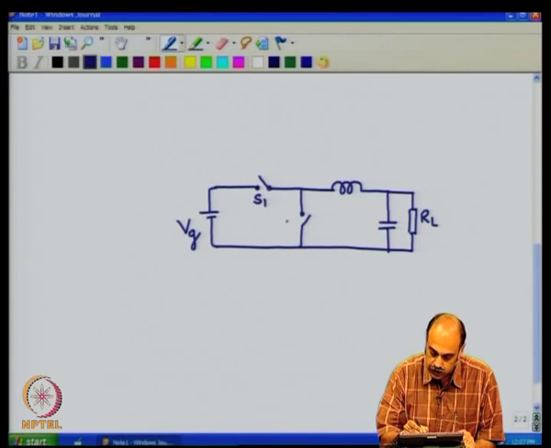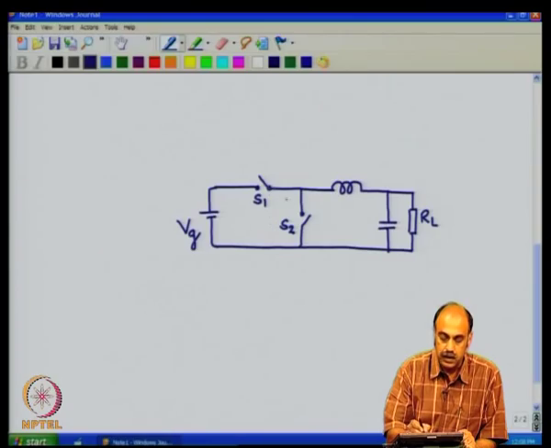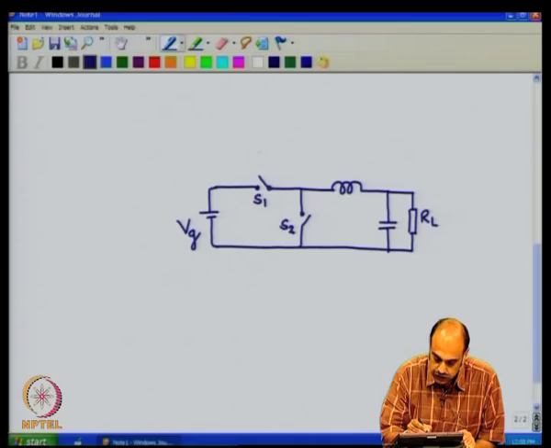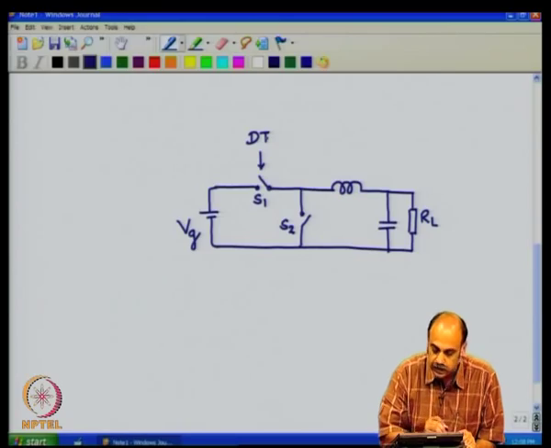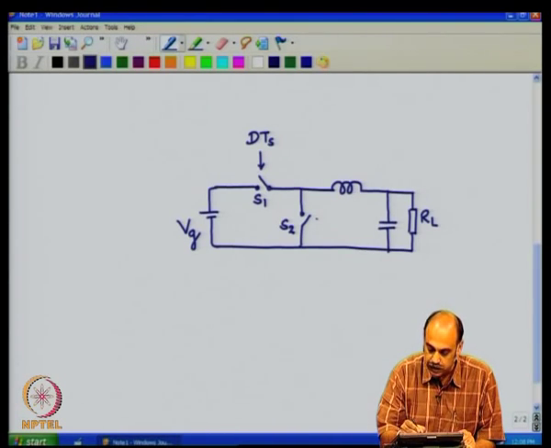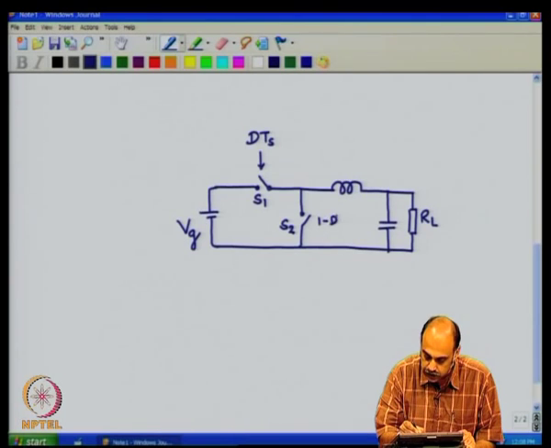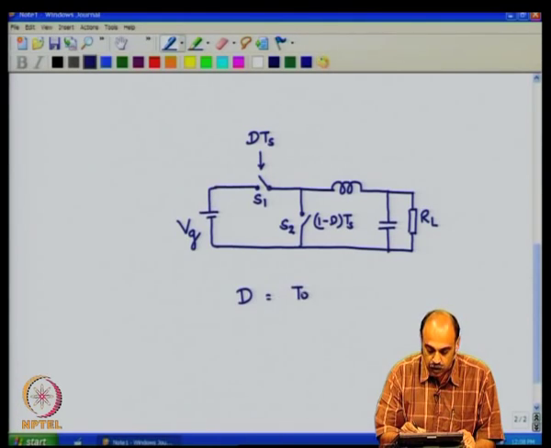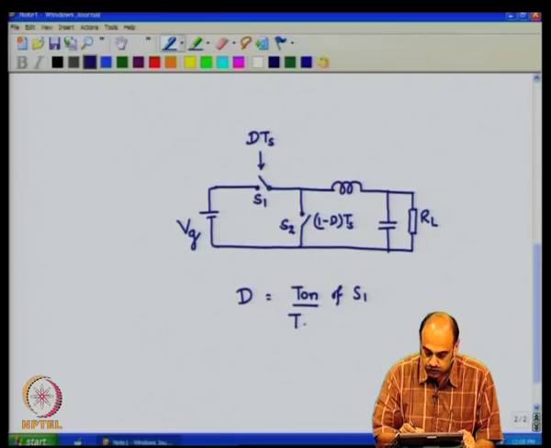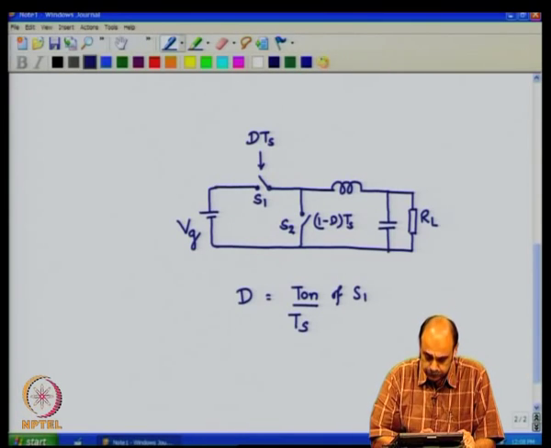You have switch S1 and switch S2, and these are mutually exclusive in their switching. When S1 is on, S2 is off. When S2 is on, S1 is off. S1 is on for a period dTs, where Ts is the switching period, and S2 is on for a period (1 minus d)Ts, where d is the on time fraction of S1 by Ts, the total switching period.